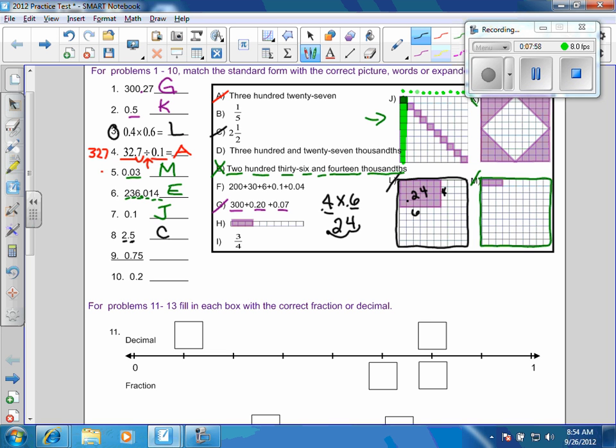How about number 9? Quinn? I. Where is I? Yes. So we've been working on those benchmark fractions. You can think of this as 75 cents. 3/4 makes 75 cents. So I. Or you might just have that memorized as one of your benchmark fractions, which is great.